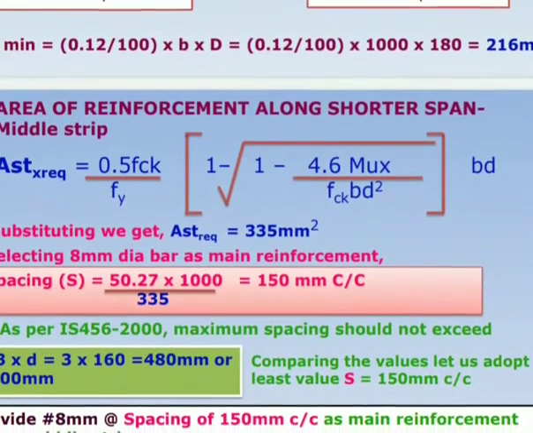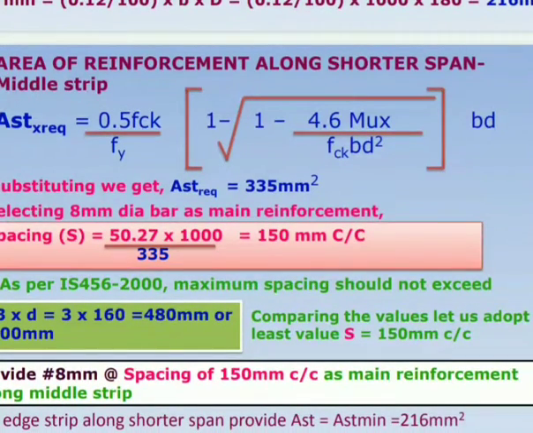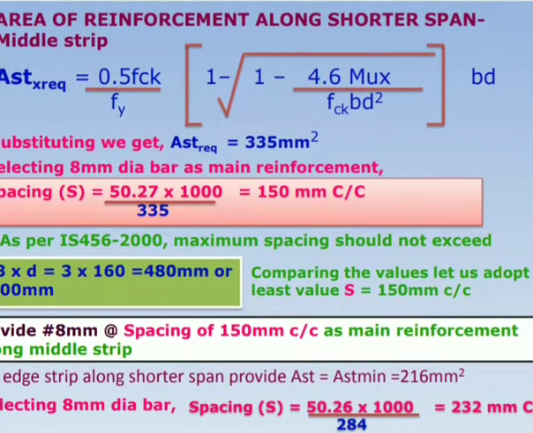So let us find the area of the reinforcement along the shorter span, where the longer length will come into picture. For the middle strip we say it is AST x required. Substituting the values in this formula, you have to practice substitution in this formula, which is very much important. MUX value we substitute and we get AST required as 335 mm square.